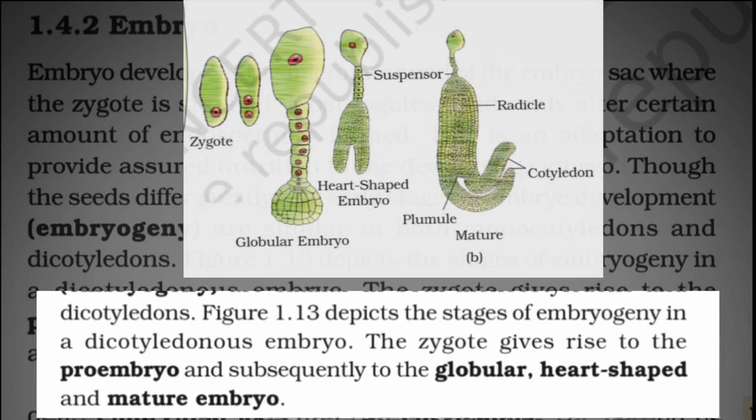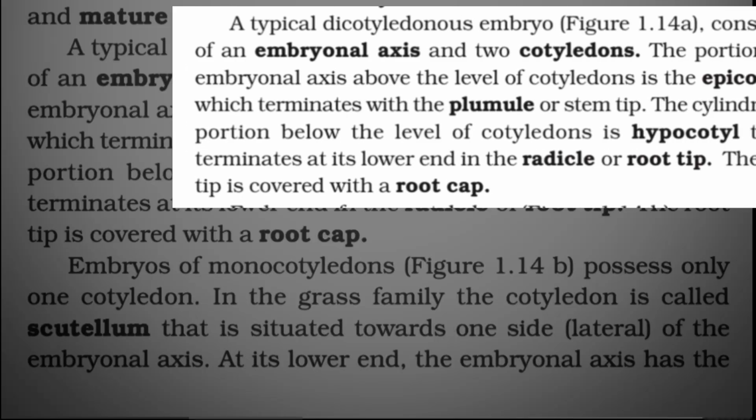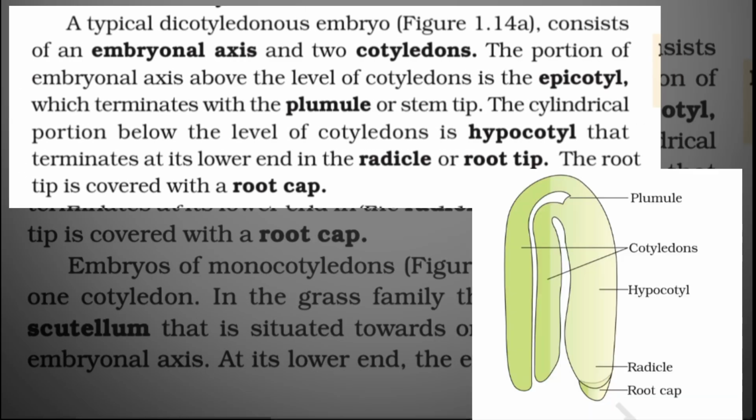The figure depicts the stages of embryogeny in a dicotyledonous embryo. The zygote gives rise to the proembryo and subsequently to the globular, heart-shaped and mature embryo. A typical dicotyledonous embryo consists of an embryonal axis and two cotyledons.